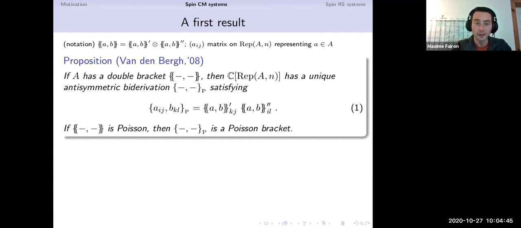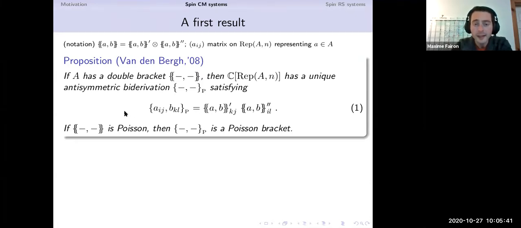And if you're happy with that notation, then we can go to the proposition of van den Bergh, which is as follows. If we have an algebra A which has a double bracket, then the coordinate ring of the representation space of A of some fixed dimension n will have a unique antisymmetric biderivation that I'm writing as bracket P, satisfying some rule. Let me explain that rule later on. Before that, let me just say that if furthermore this double bracket is in fact Poisson, then this antisymmetric biderivation is in fact a Poisson bracket. This is why I'm saying that this notion of double Poisson bracket is a non-commutative version of a usual Poisson bracket, because when you go to representation spaces, you get back your usual notion.